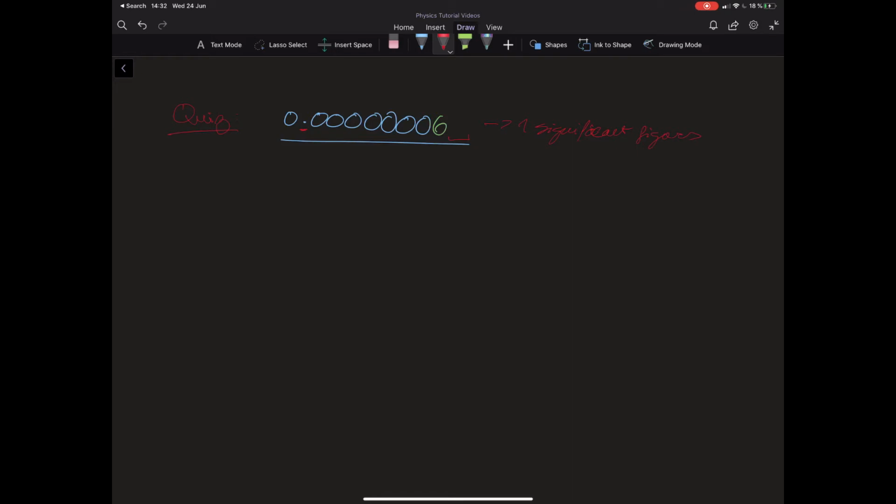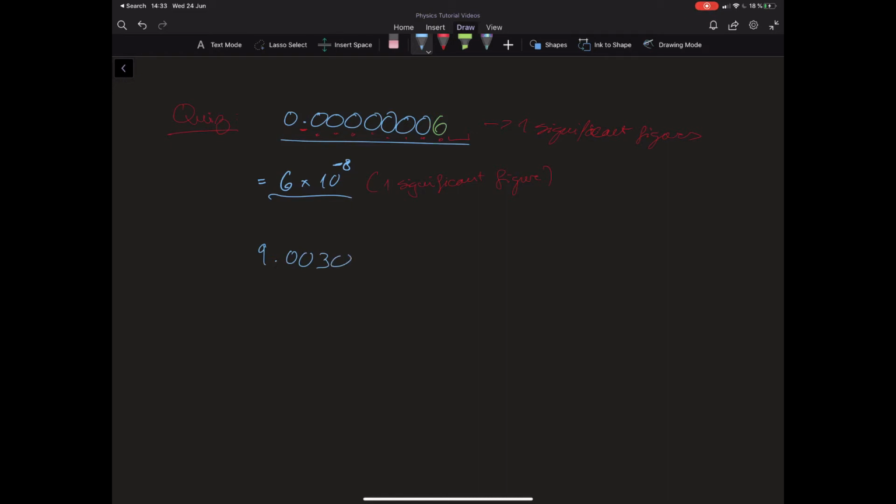If we convert this into scientific notation, we get 6 times 10 to the power of, you have to count the number of decimal places to figure out what power it is to. That is 1, 2, 3, 4, 5, 6, 7, and 8. So in scientific notation, this value becomes 6 times 10 to the power of -8. And we can also see here that this is to one significant figure because you exclude the 10 to the power of -8.